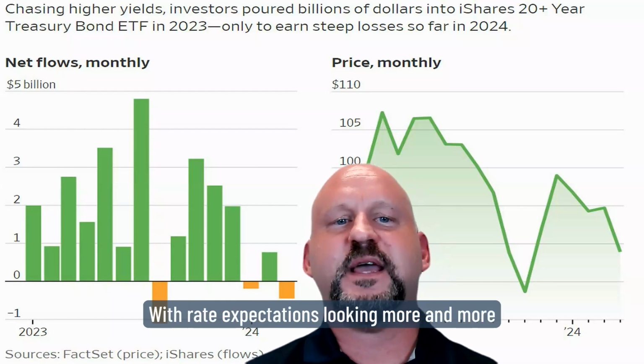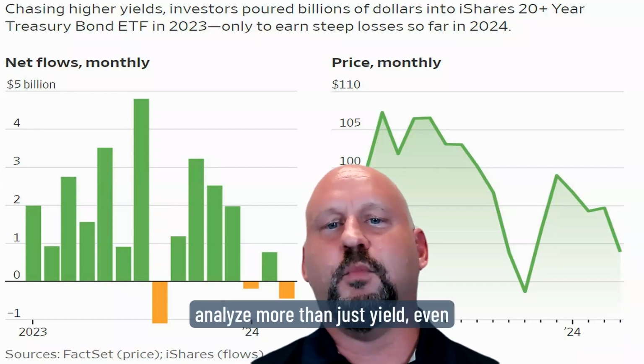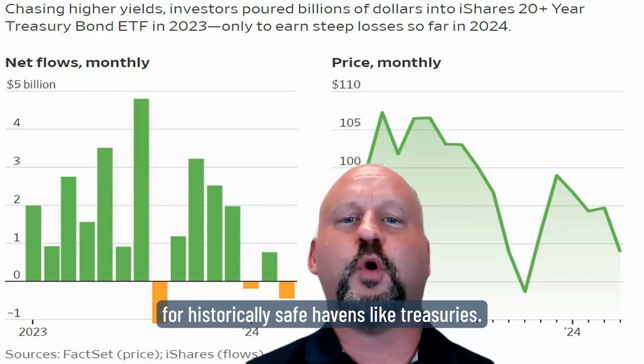With rate expectations looking more and more uncertain, it is critical to analyze more than just yield, even for historically safe havens like Treasuries.